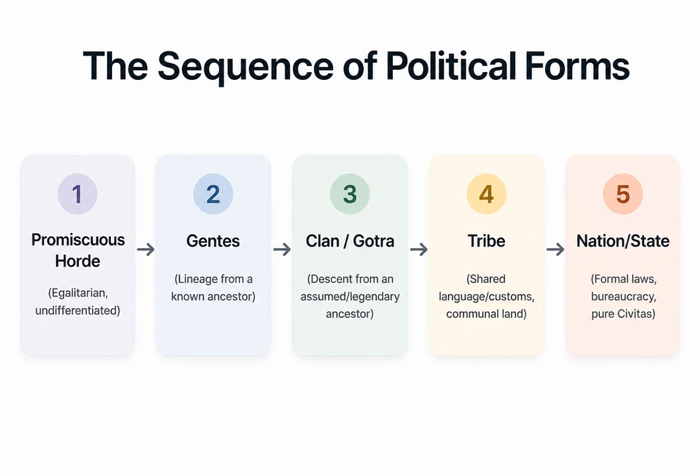As families form, we get gentes, groups tracing lineage to a known ancestor. As populations multiply, we get clans, or gotras, tracing descent to a legendary assumed ancestor. Next is the tribe, united by shared language and customs, often managing communal resources. Finally, we reach the nation, or state, featuring formal written laws, standing armies, and bureaucracies, the ultimate realization of civitas.